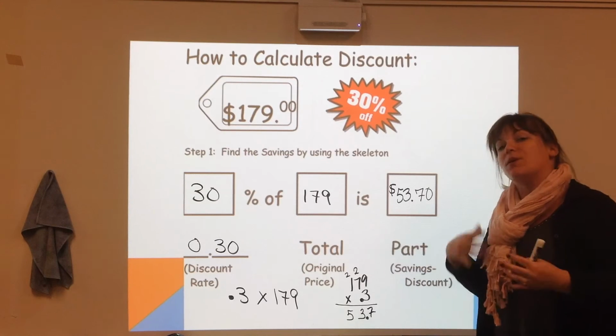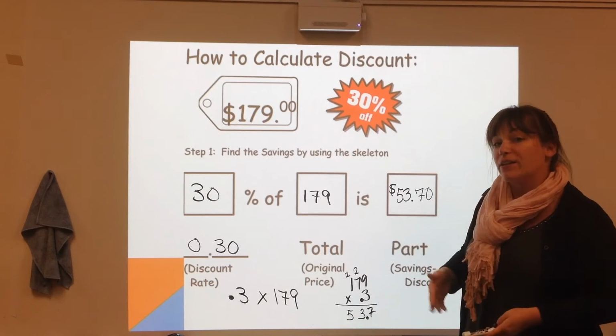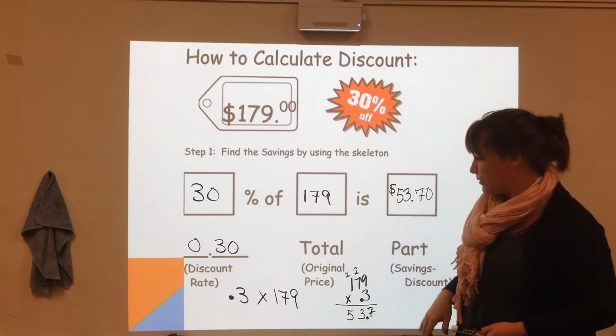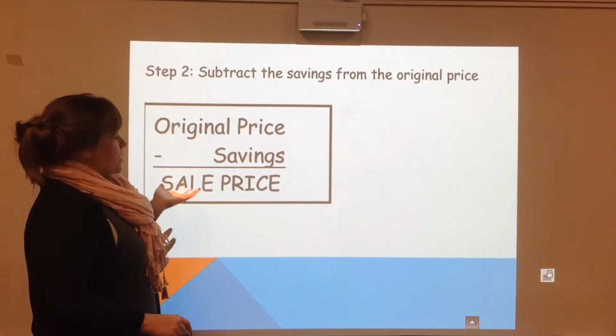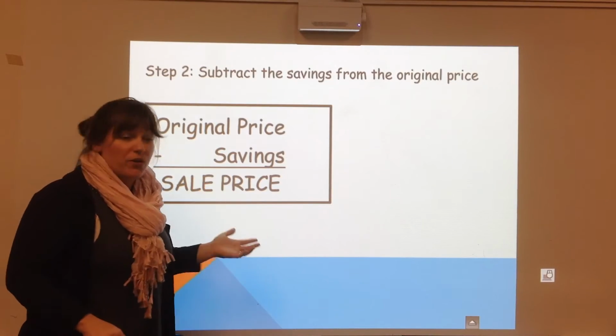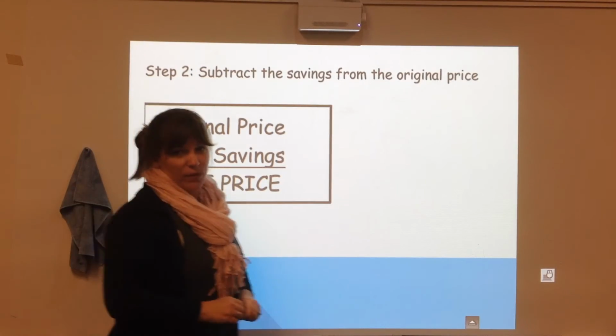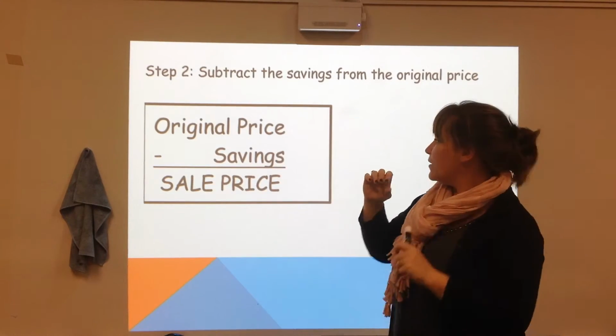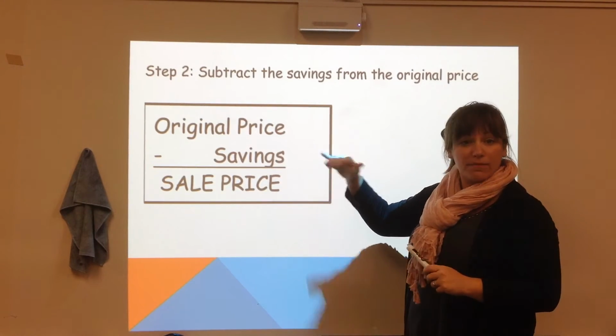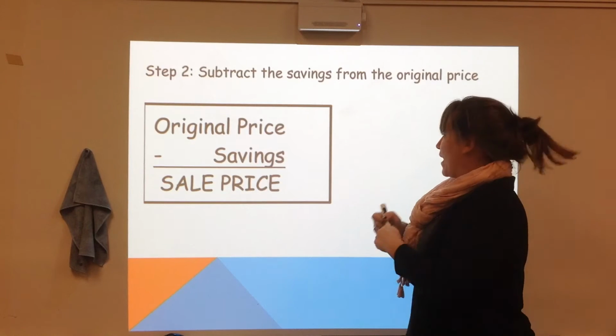But other times we're asked a different question, and that is, what is our price at the register? So to answer that question, what is the sale price, we have to subtract, and that's what step 2 is doing. You're going to take the original price, the $179, and then you're going to take your savings, that $53.70, and you're going to subtract it.